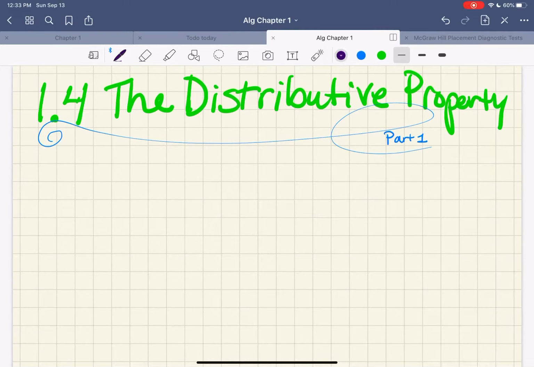Hey there, welcome back. This is section 1.4. We're going to learn about the distributive property, a very, very important property.